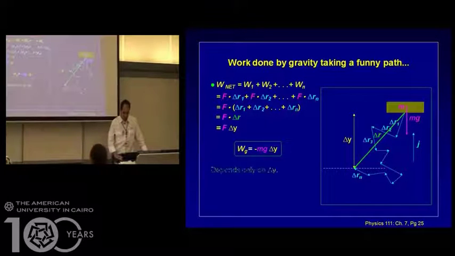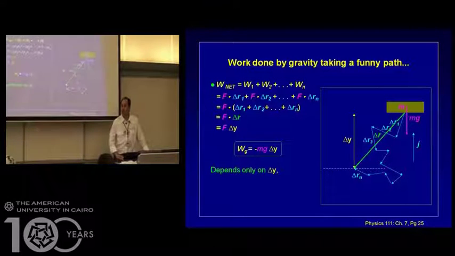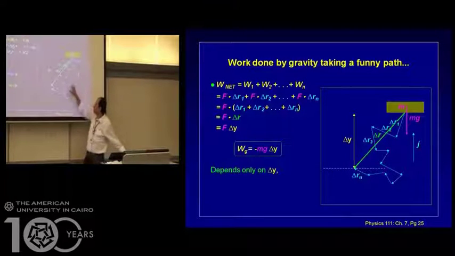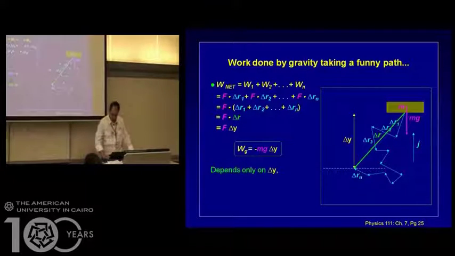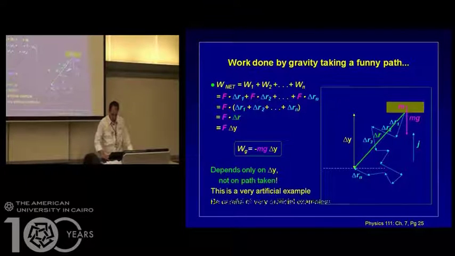So the work done is going to be minus mg times delta y. It depends only on the delta y, and it does not depend on how we went from the starting point to that point. It does not depend on the path. It depends only on the height.